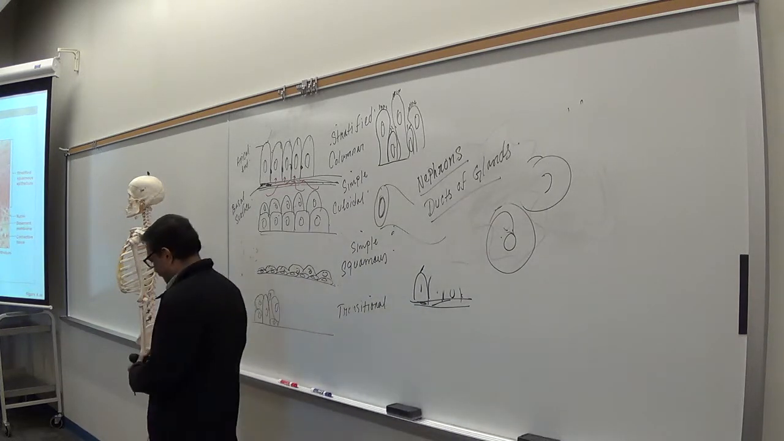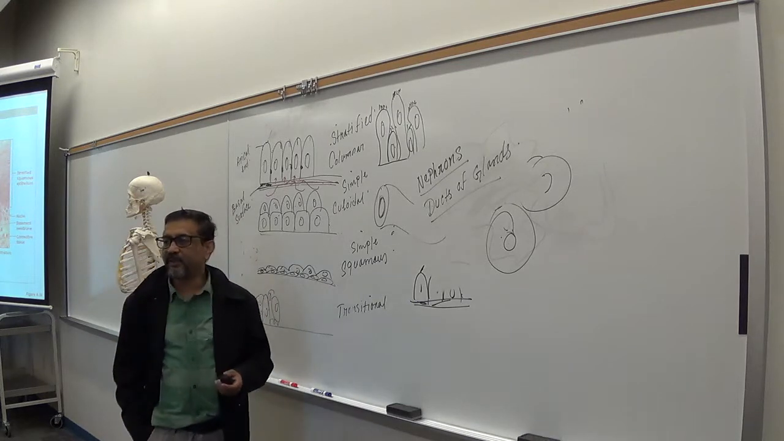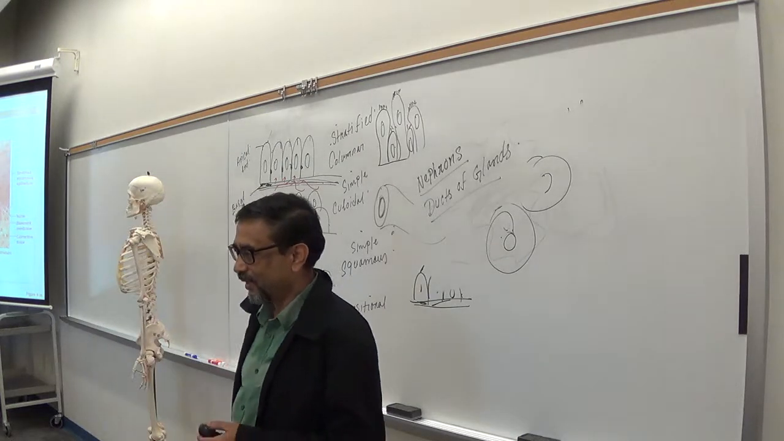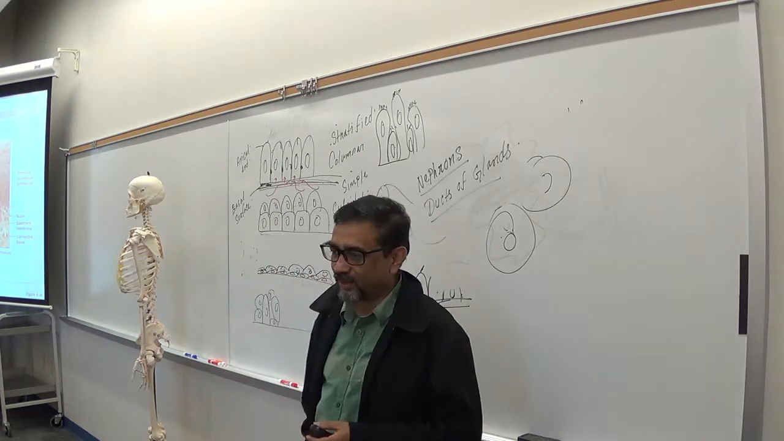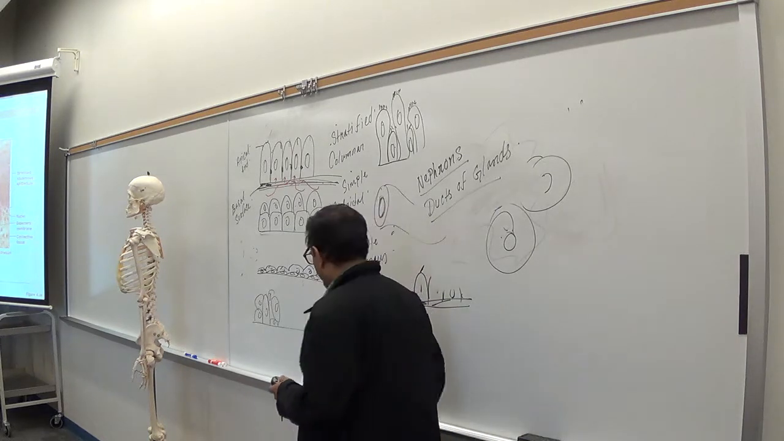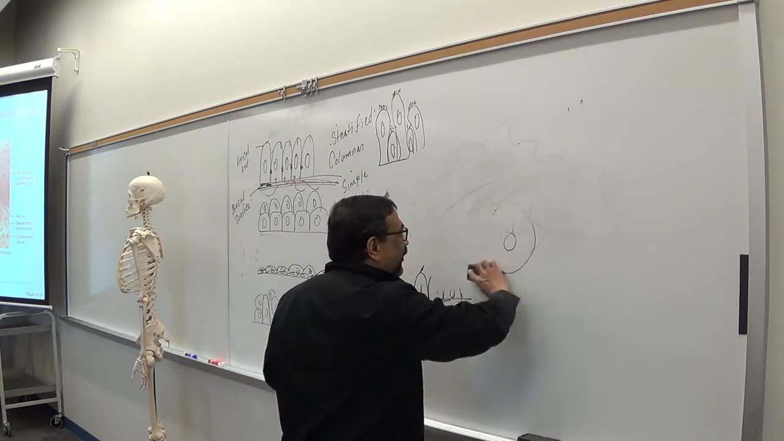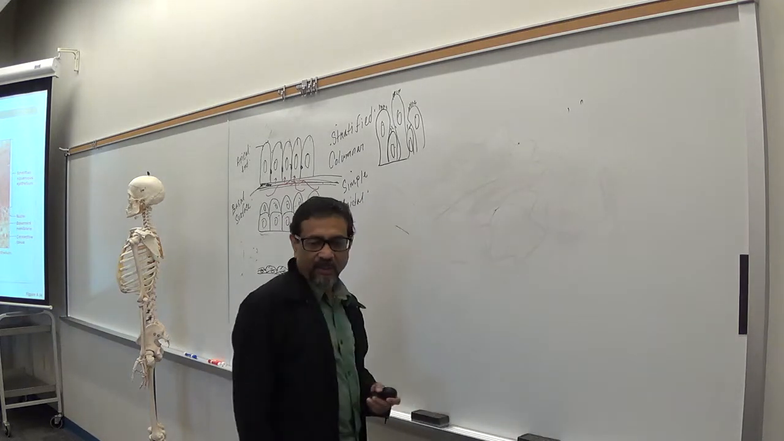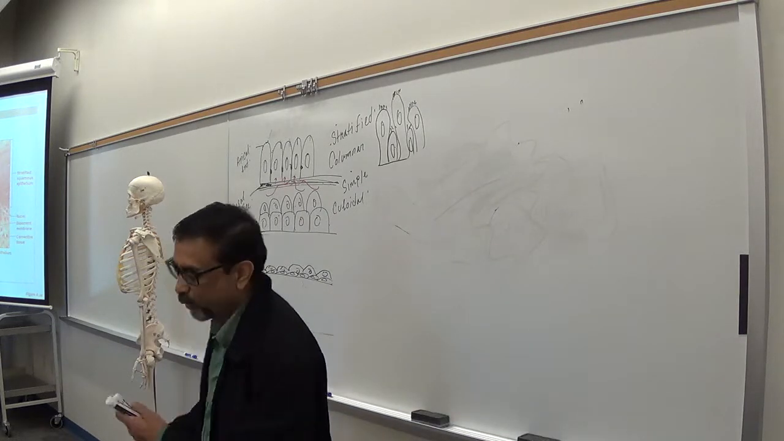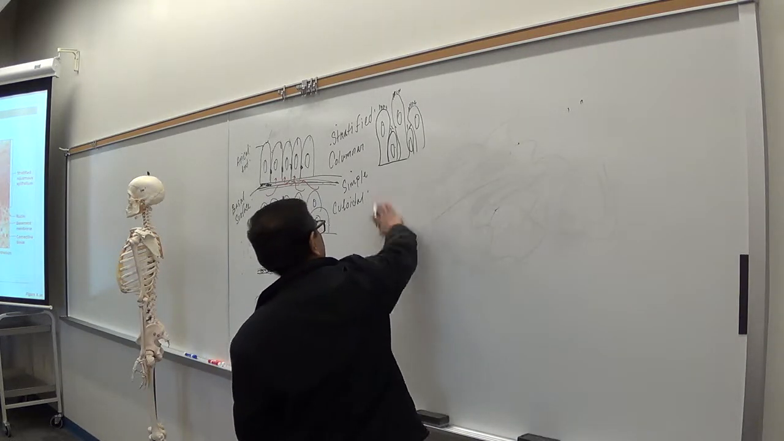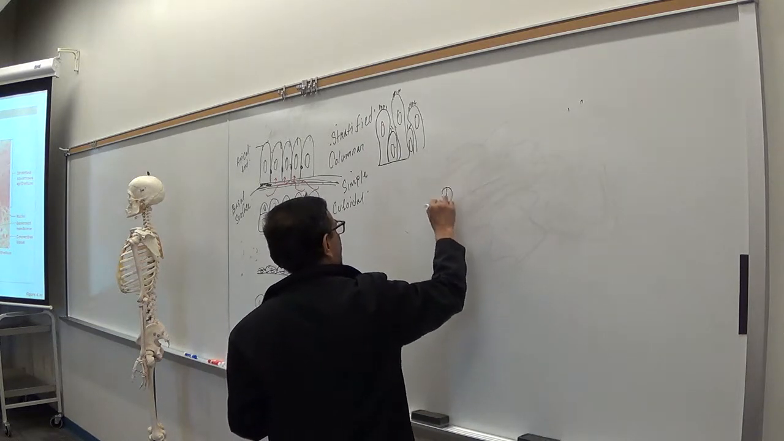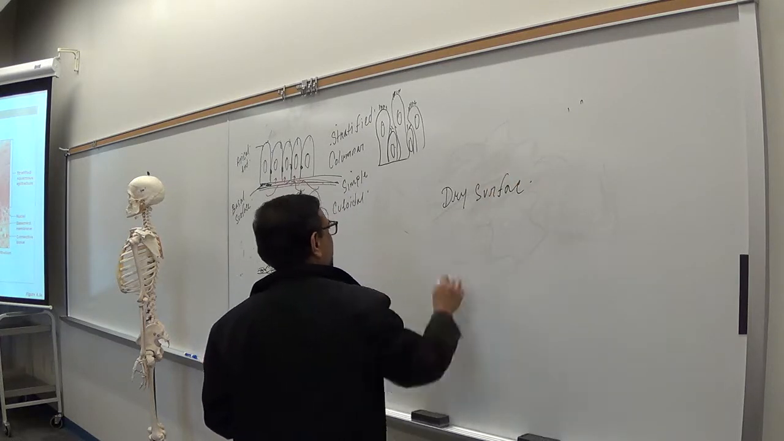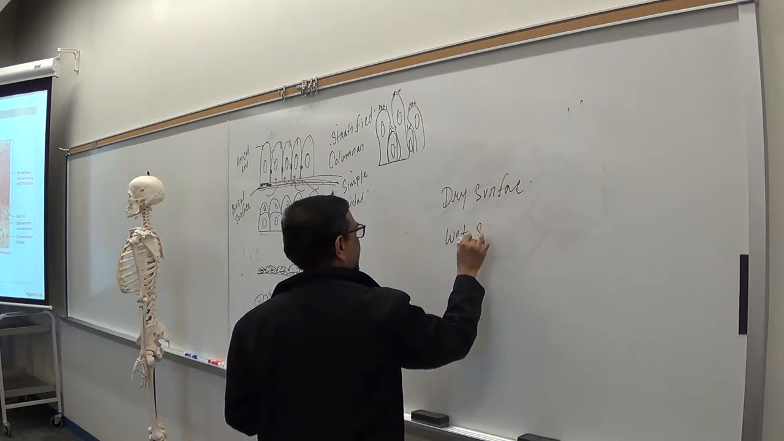Stratified squamous. In a stratified squamous, you have many layers of flat cells. So you can see here many layers of flat cells. And stratified squamous is found in two areas: dry surface and wet surface.